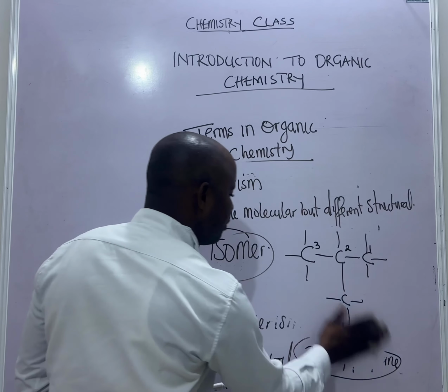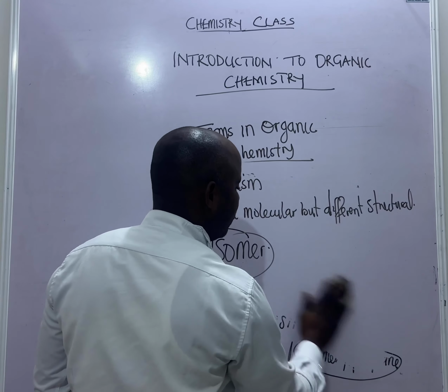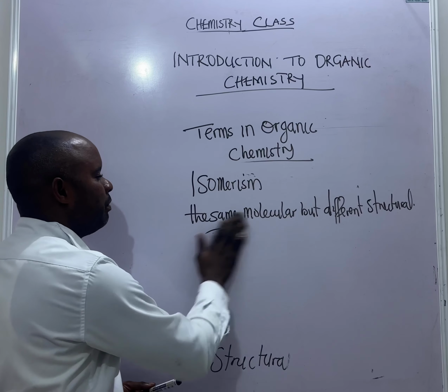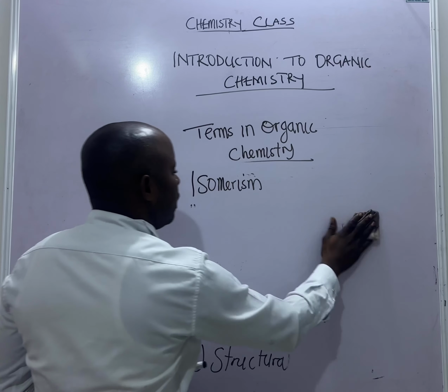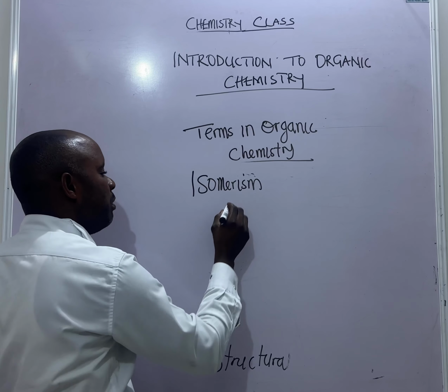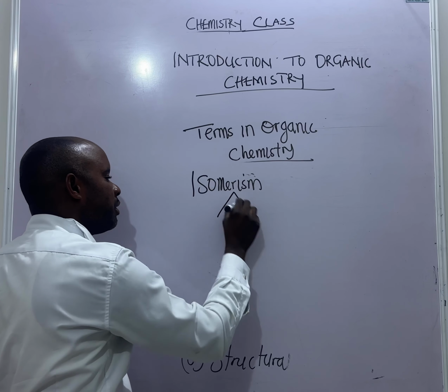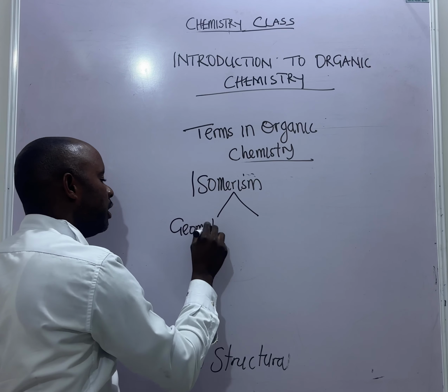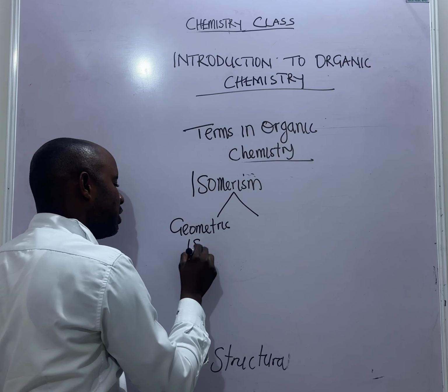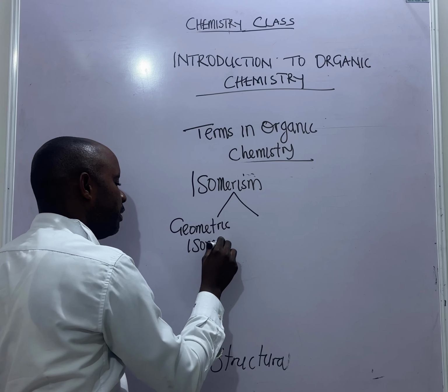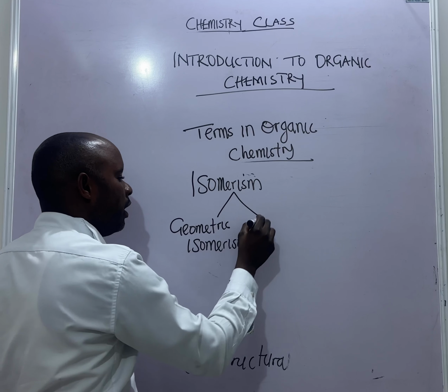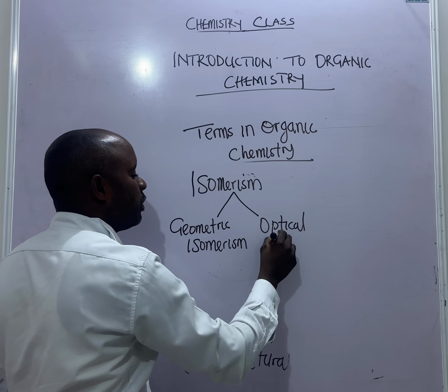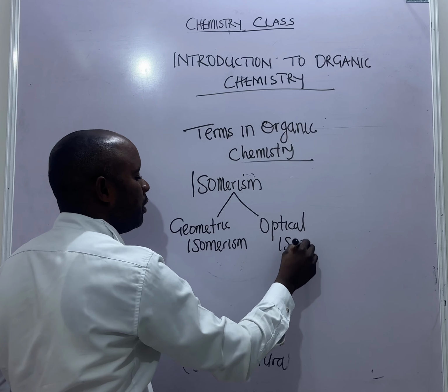We have two types of isomerism in this regard. I'm going to talk about two types of isomerism. We have the geometric isomerism and the optical isomerism.